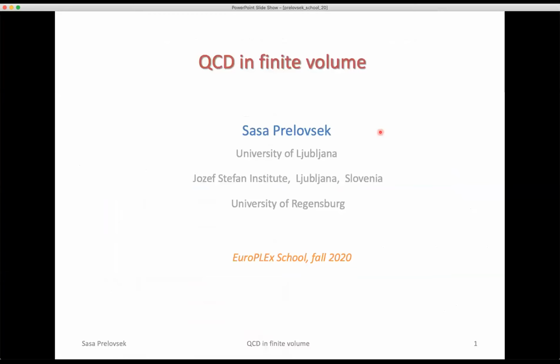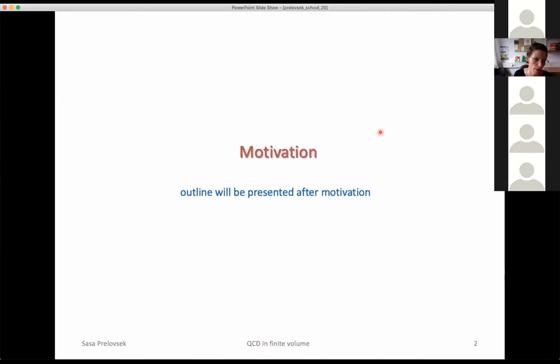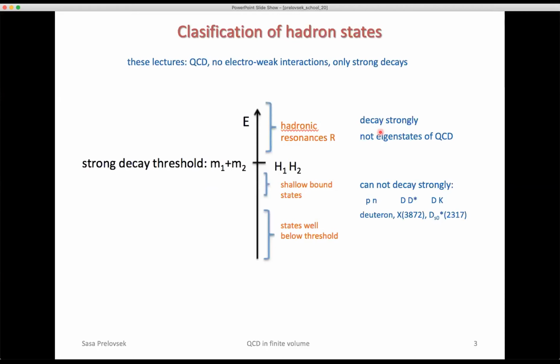The title seems very technical, QCD in finite volume. Let me motivate it first and then I'll give the outline. So let's take a motivation actually. So these lectures will only consider QCD, so the strong interactions.